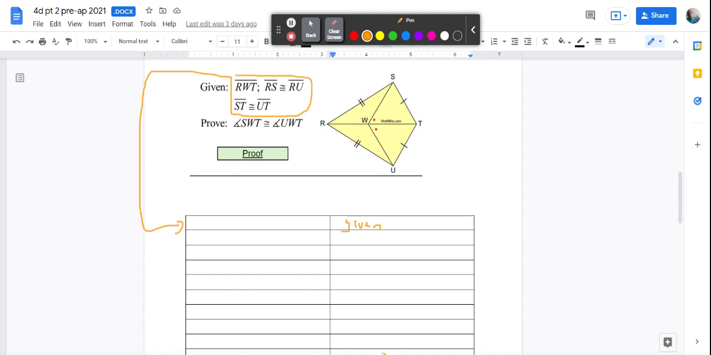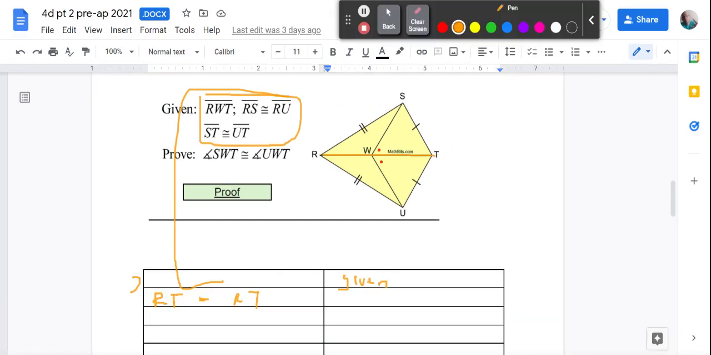Okay. Next, my fourth period class saw very wisely that I have two triangles here, RST and RUT, that share a side, RT right here, okay? So we could say that RT is congruent to RT by the reflexive property. My writing's getting a little sloppy here. So RT is congruent to RT by the reflexive property, right? So that side is congruent to itself.